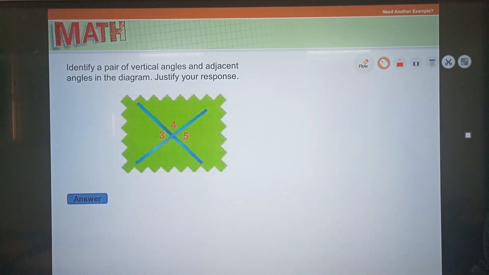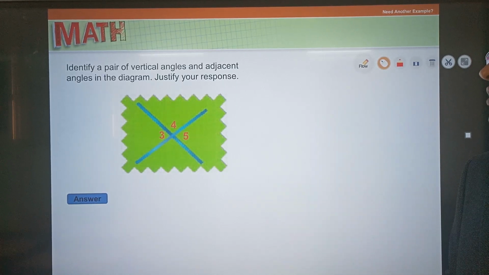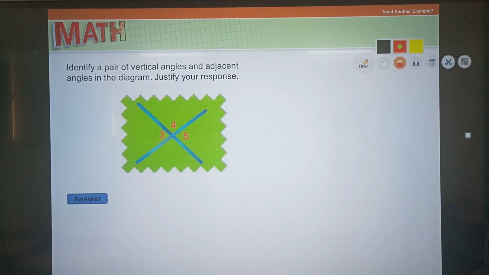Look with me to this example. He said for me that I have in this example what? I have in this example 2 lines that will be intersection. I need the adjacent angle and I need the vertical opposite angle.